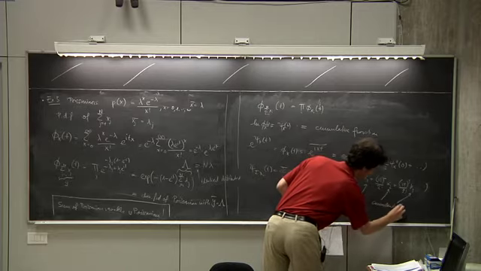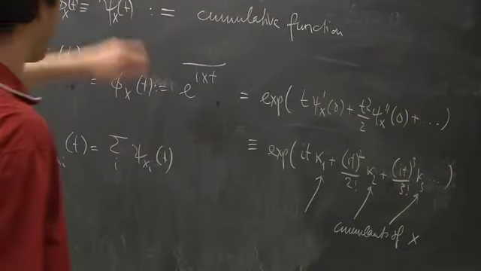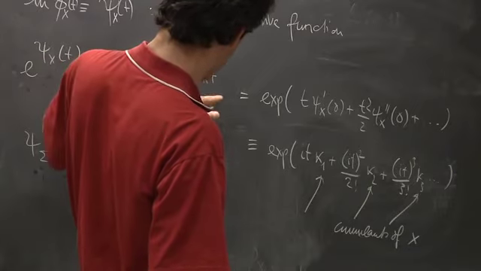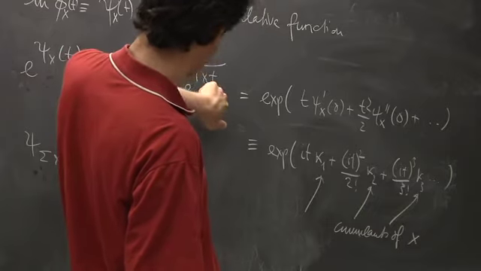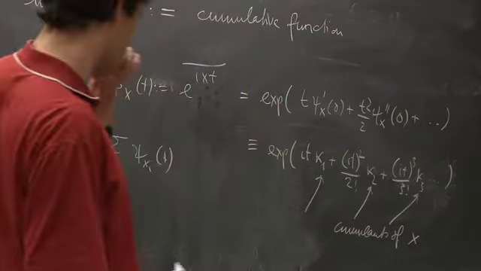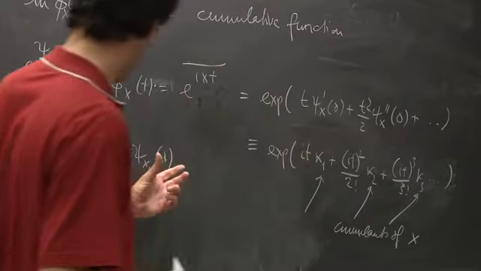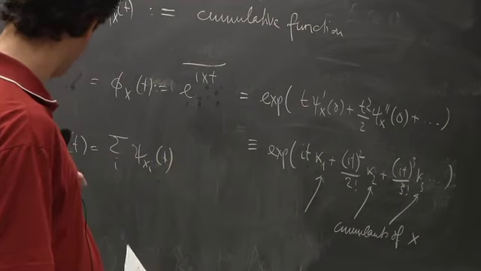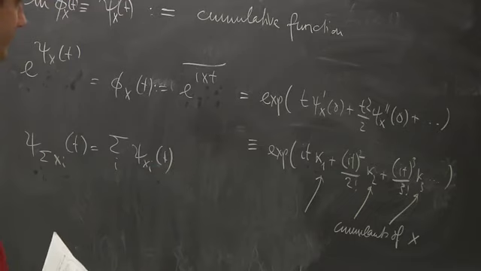Cumulants of x. So this is just a definition. If I take the average of an exponential of x times something, and I make a power series in this something, then the coefficients of this power series are called the cumulants. And they're important because they have this nice property that cumulants of independent variables just add up when you add the variables.